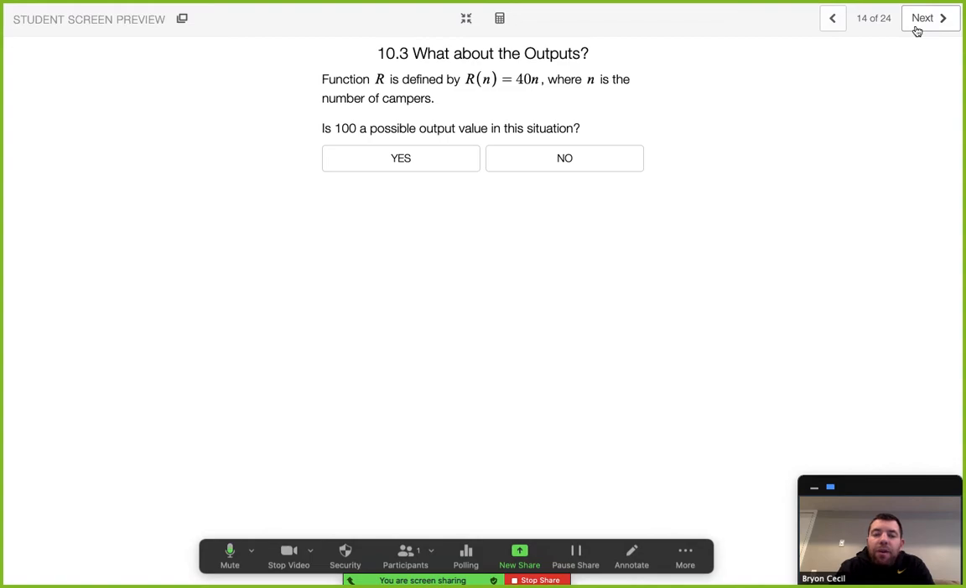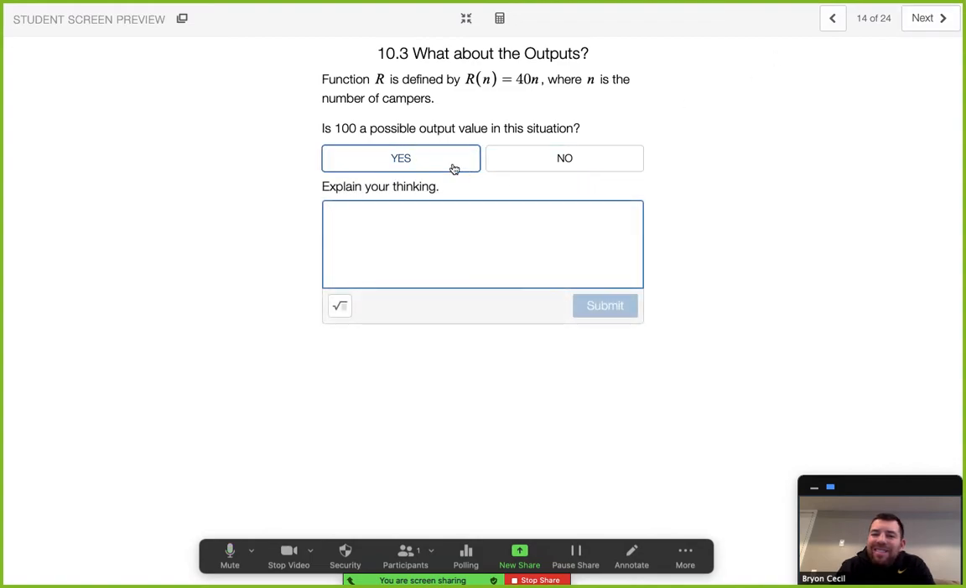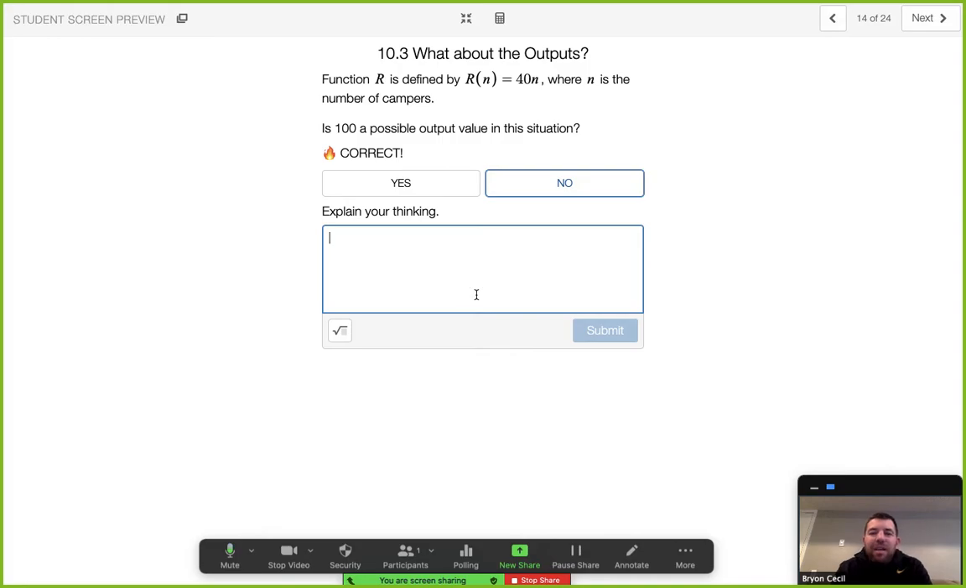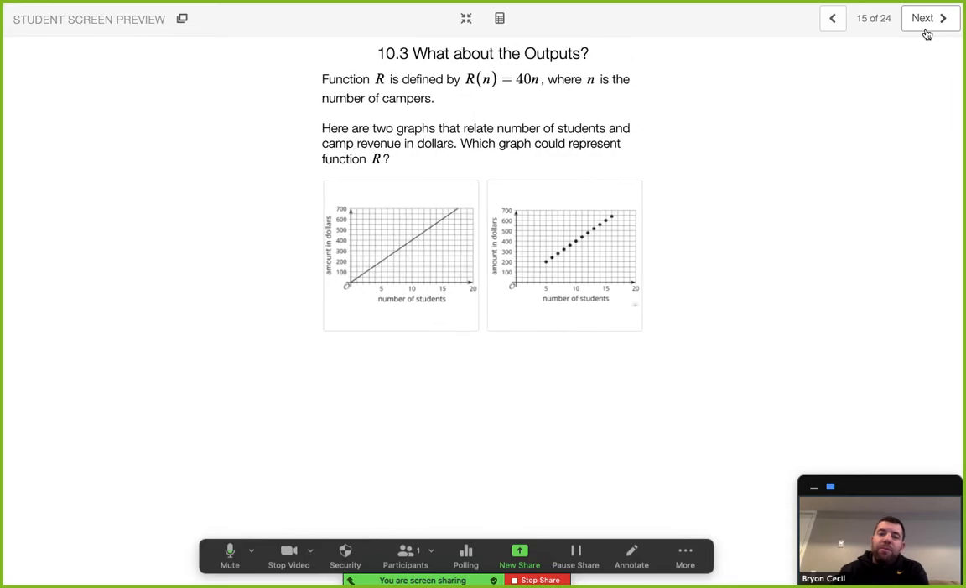Is 100 a possible output? Yes? No. Again, it's not divisible by 40, so we couldn't have it. When I say divisible by 40, the outputs are 1 times 40, which is 40, 2 times 40, which is 80, 3 times 40, which is 120, and going and going. To get 100, you'd have to have a fraction or a decimal number, and you can't have that. It has to be a whole number of campers.